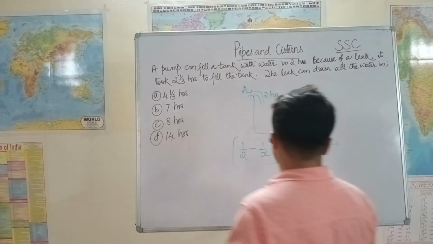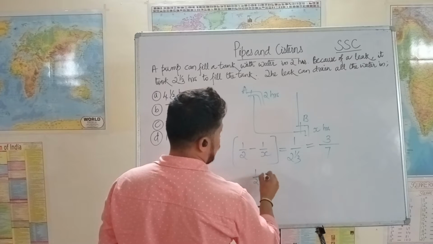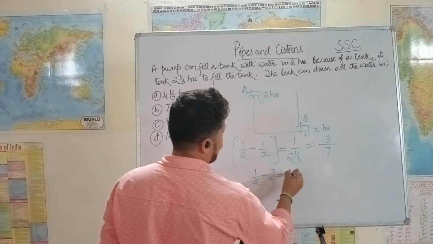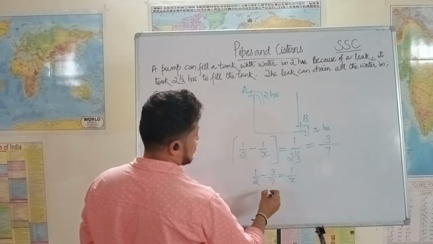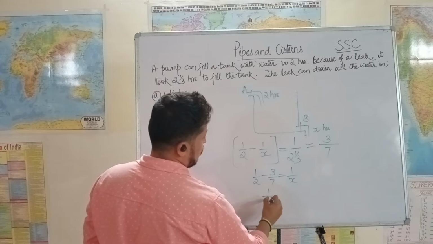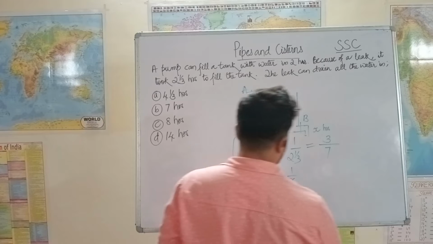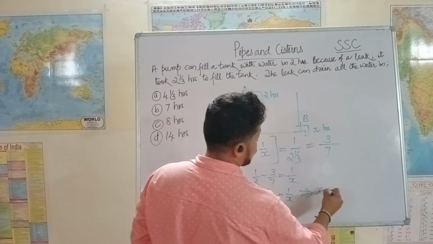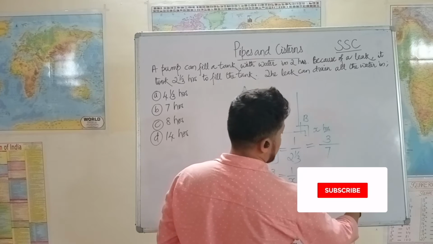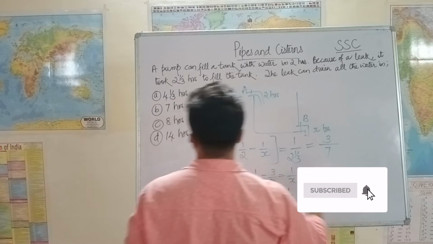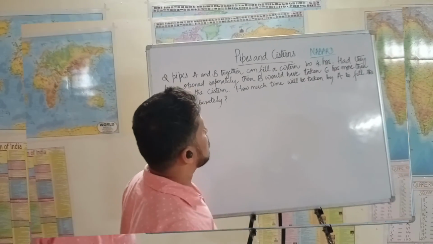Now let's take x on the right hand side. We have 1 by 2 minus 3 by 7 is equal to 1 by x. So 7 minus 6 is 1 by 14, equal to 1 by x. It implies x is equal to 14 hours. Option D is right. Okay, we have the next question from NABARD.